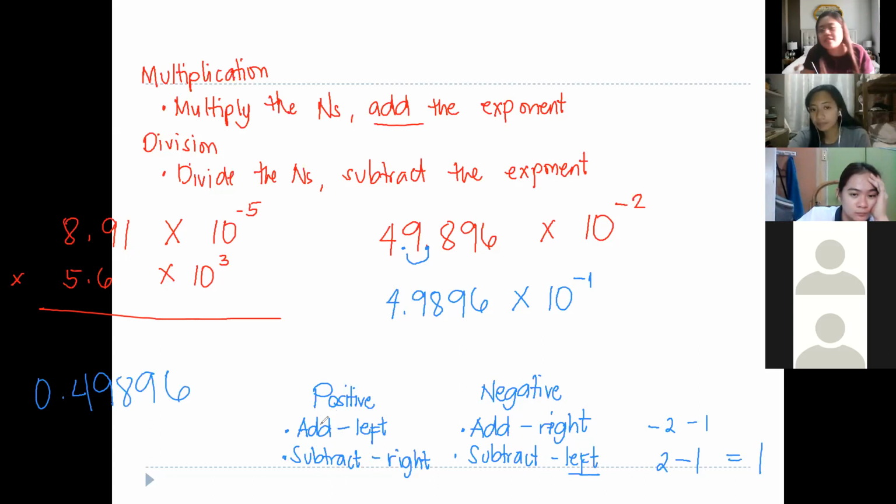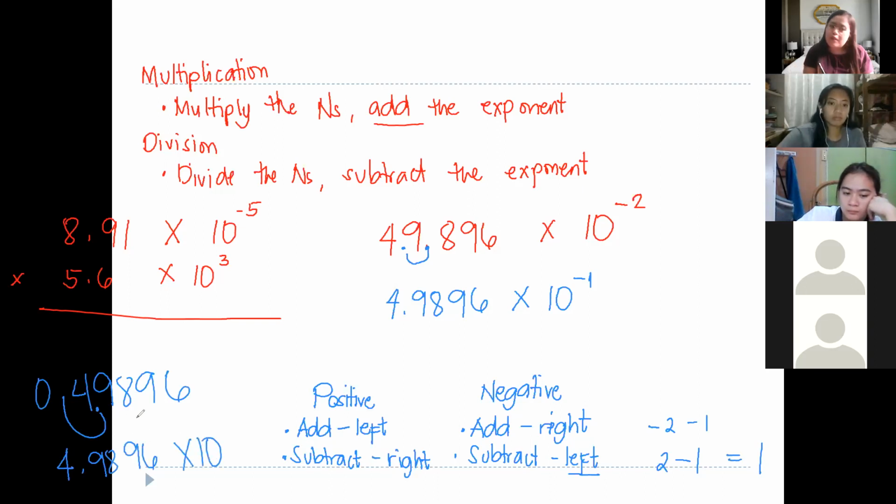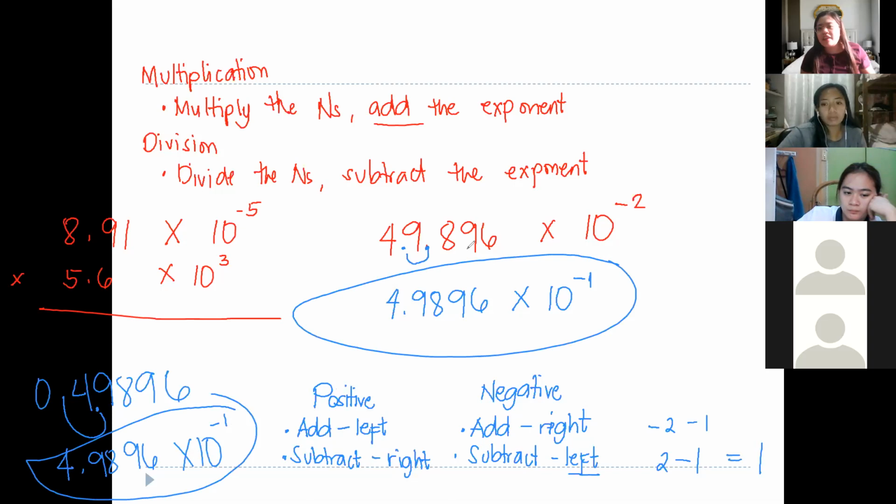Mo na siyang answer sa calculator. Pero di ba pag himuon nato ni siya og scientific notation, i-move man nato ang decimal dinhi, mahimo na siya 4.9896 times 10 raised to the power of, movement natin to the right, so negative 1. So we have the same answer class sa calculator. That's how you do it.